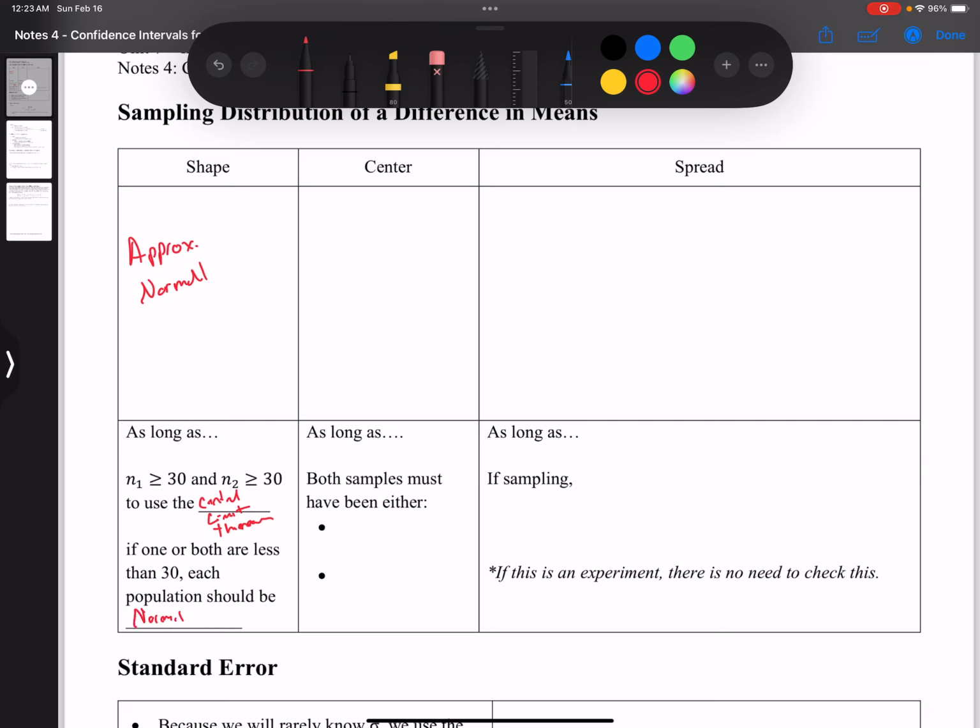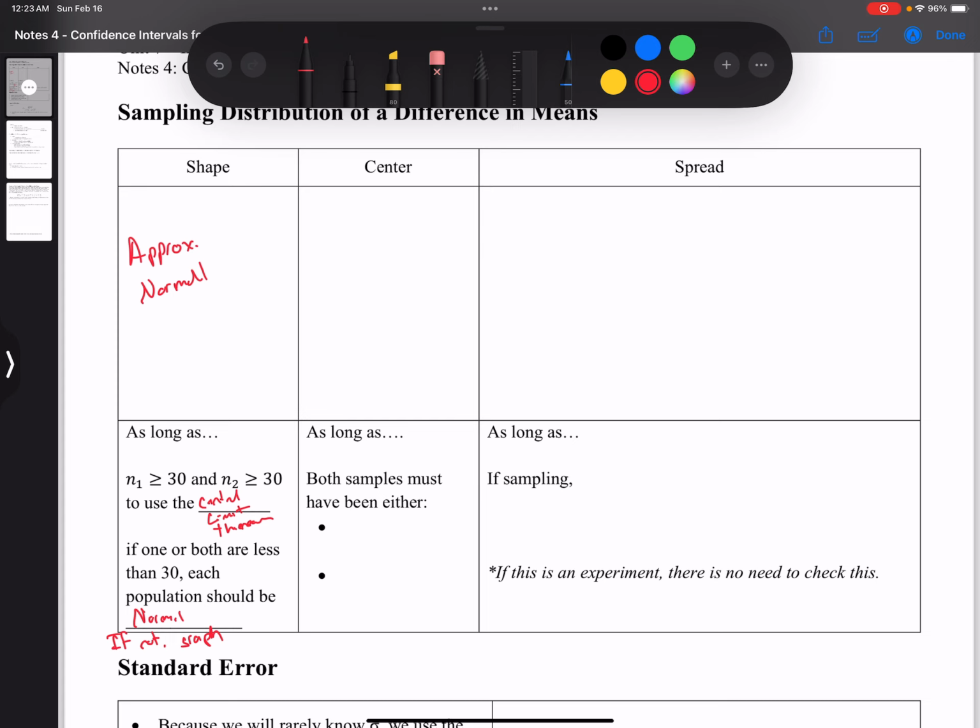If we don't know either of these two things, let me give you a look at if not. If it fails both of these, then we graph, and check for strong skewness or outliers.